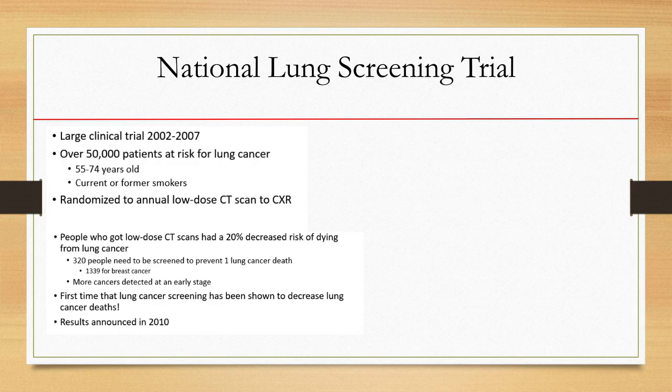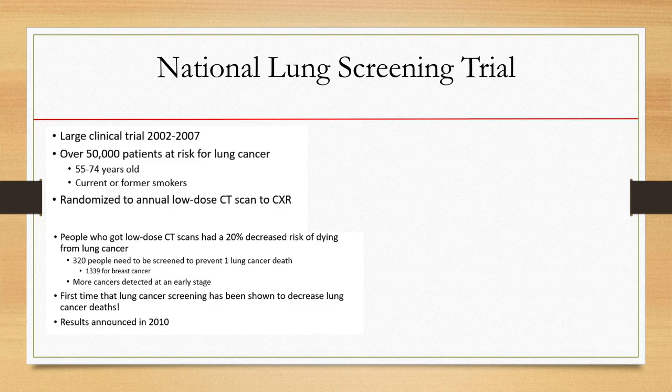Not too long ago, there was a national lung cancer screening trial. A large clinical trial, over 50,000 patients at risk for lung cancer. In that study, they included patients that were 55 to 74 years old who were current or former smokers. And they randomized the patients to either get what was traditionally used as screening, which was a chest x-ray, or a low-dose CT scan. And they looked at the comparison of people with chest x-ray versus the CT.